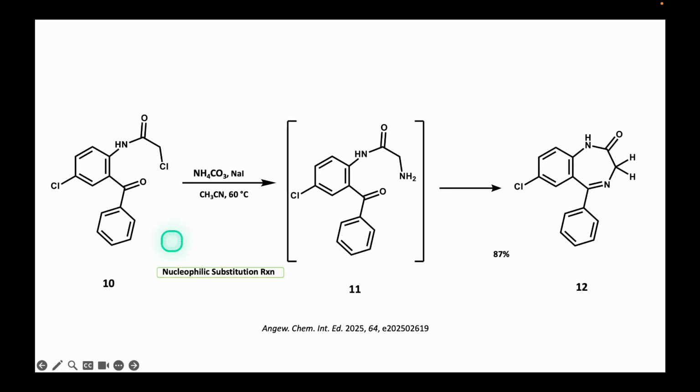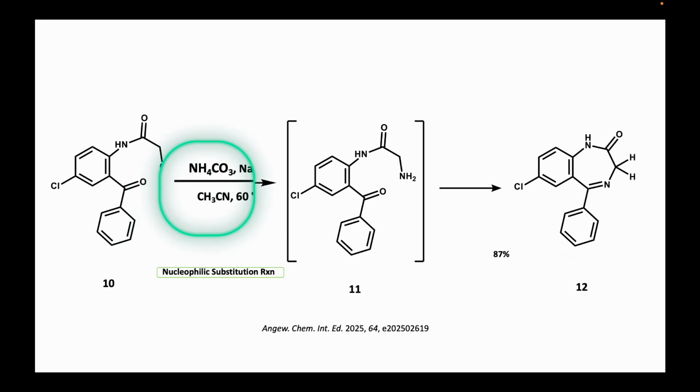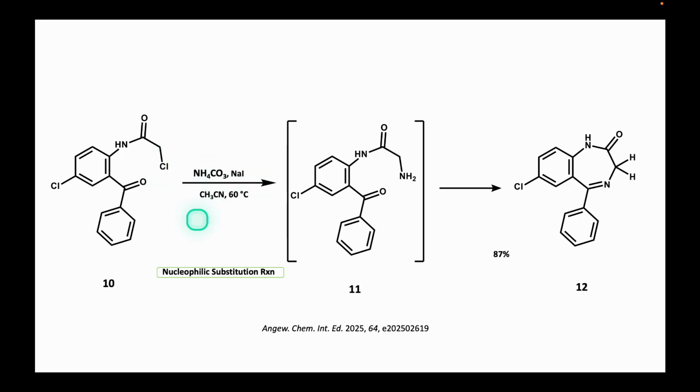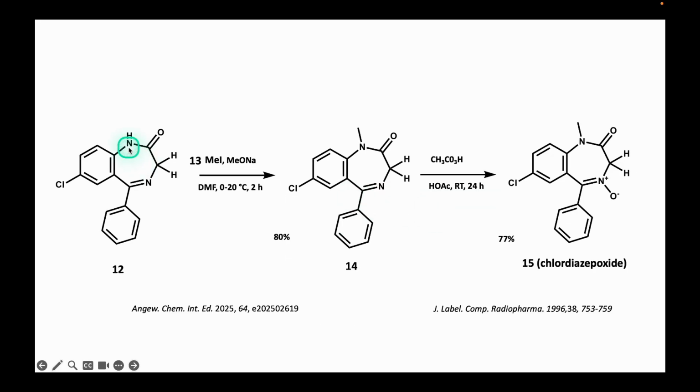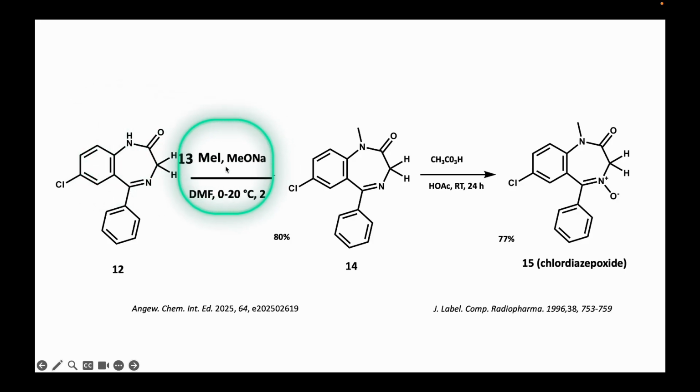The reaction involving compound 10 and ammonium carbonate results in the nucleophilic substitution of the chlorine atom by ammonia, thereby yielding amine 11. And in the reaction medium, the amino group intramolecularly attacks the carbonyl of the benzoyl group, leading to the formation of benzodiazepine 12. The methylation of the nitrogen of the lactam in 12 is accomplished using methyl iodide, yielding diazepam.